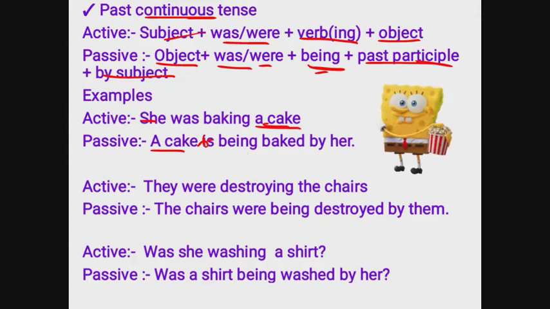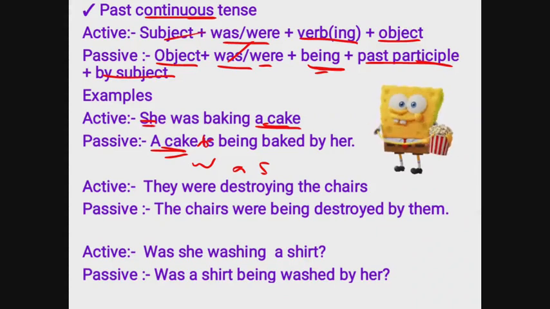A cake was being baked by her. Not is, sorry. Don't forget that it's a cake, so we use was. So a cake was being baked by her. The past participle of bake, which is the main verb, is baked. We have bake, baked, baked. So, was being baked by her.